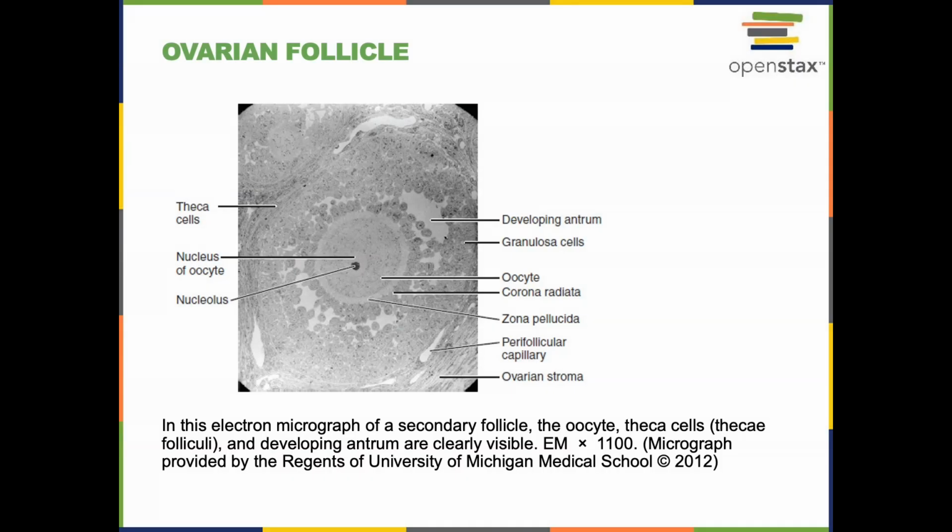Here we see an electron micrograph of an ovarian follicle in the cortex of the ovary. This follicle is a secondary follicle, a follicle that has been stimulated by follicle-stimulating hormone to start growing. As it's growing, it starts to produce liquid that fills a space called an antrum. So a secondary follicle is a follicle that's starting to grow and develop an antrum.